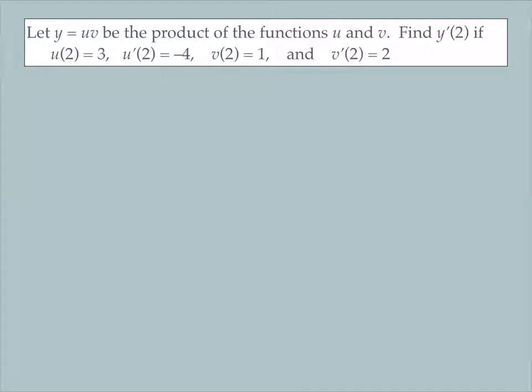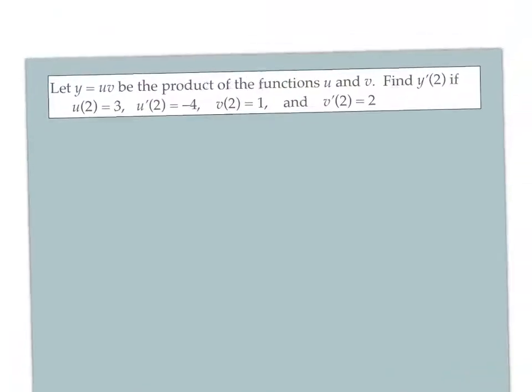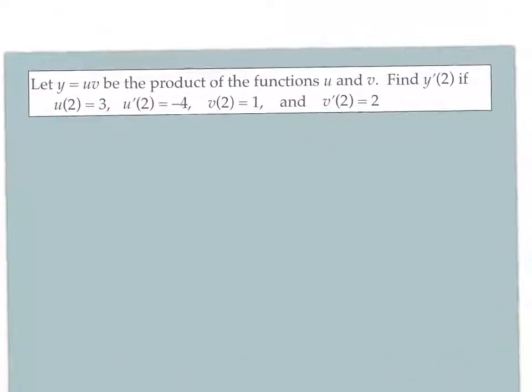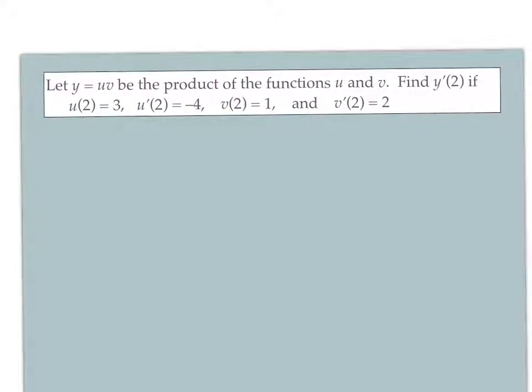Now the last one is a really typical type of problem. It's a pretty easy one. We'll be looking at harder ones later. But it's when they tell you something like this, where they say y equals uv, and let it be the product of the functions u and v. Find y prime of 2 if u of 2 is 3, u prime of 2 is negative 4, v of 2 is 1, and v prime of 2 is 2. People look at this stuff and they're like, oh my god, this looks terrible. But it's really not hard.